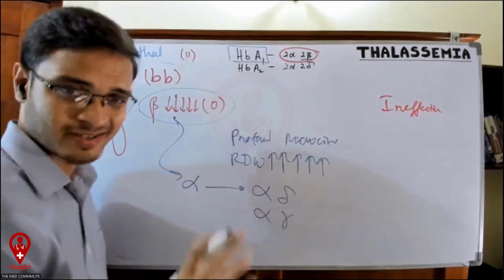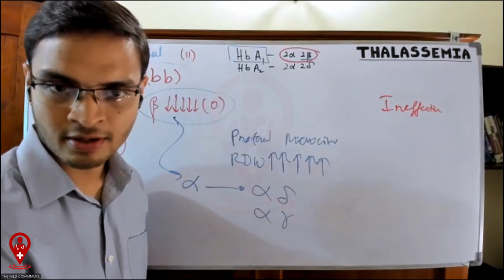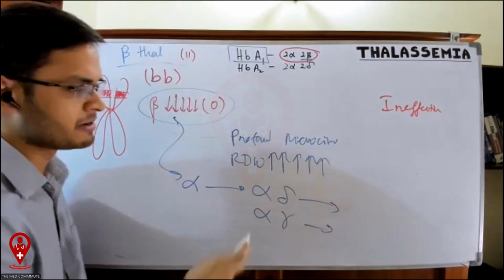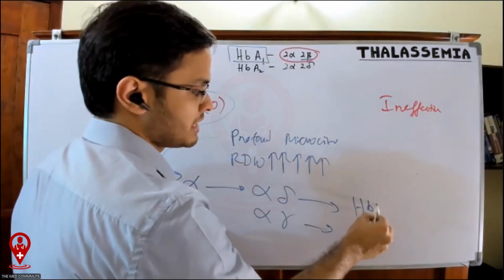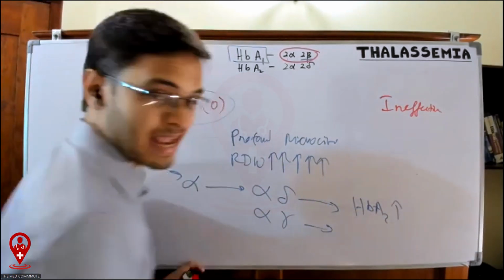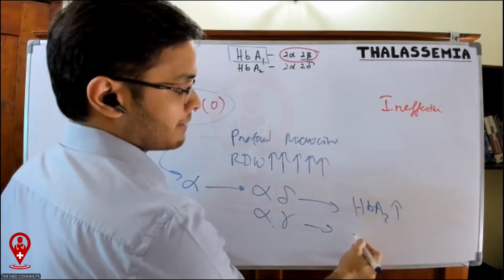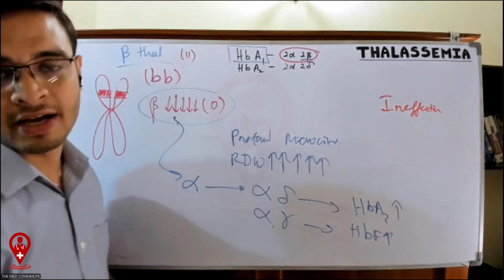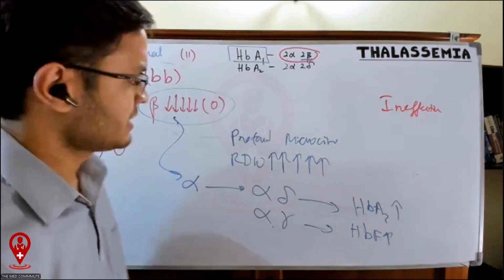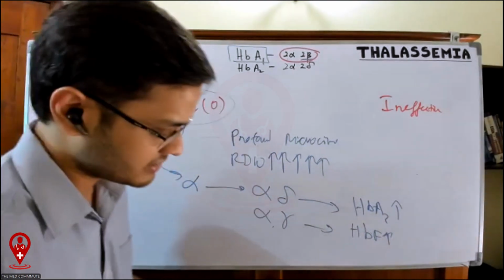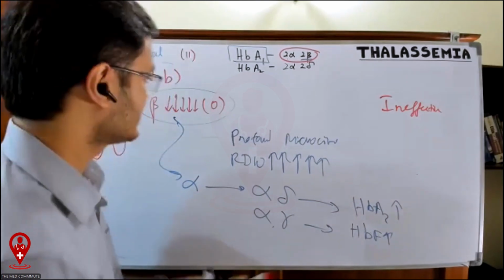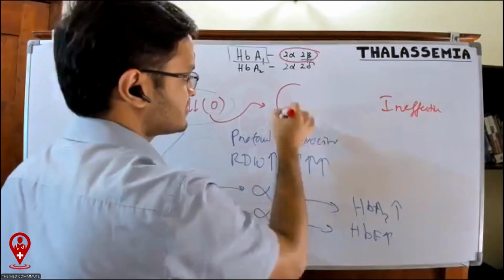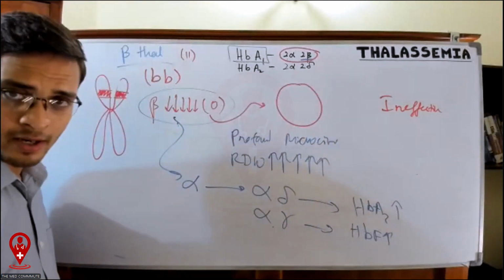So if you take this patient's serum and do an electrophoresis, you are going to see other forms of hemoglobin. If it binds to delta, we call it HbA2, so hemoglobin A2 is going to be increased. If it binds with gamma, we call it HbF. Fetal hemoglobin is going to be increased drastically. Then, guys, one other characteristic feature of thalassemia major: if you look at the blood picture, you're going to see RBCs like this.